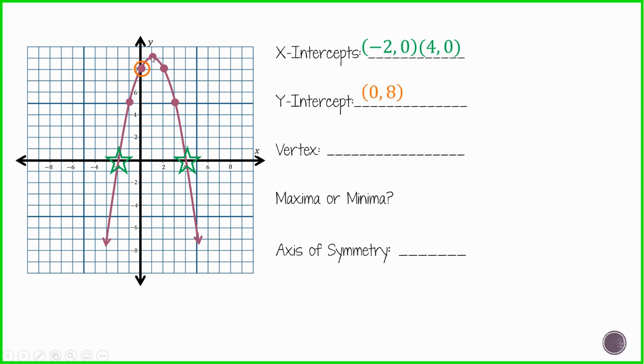And then our vertex is that highest point. So right here, that would be 1, 9. And then my axis of symmetry goes through that. That's a vertical line at x equals 1. Because this opens down, our vertex is that highest point, and so it's a maximum. And our axis of symmetry is this vertical line that goes through the vertex, and that would be x equals 1.